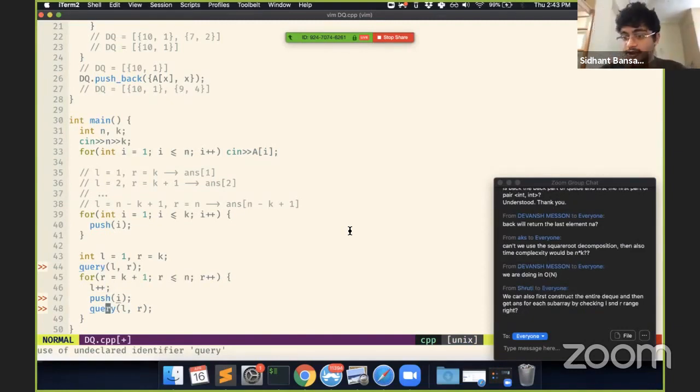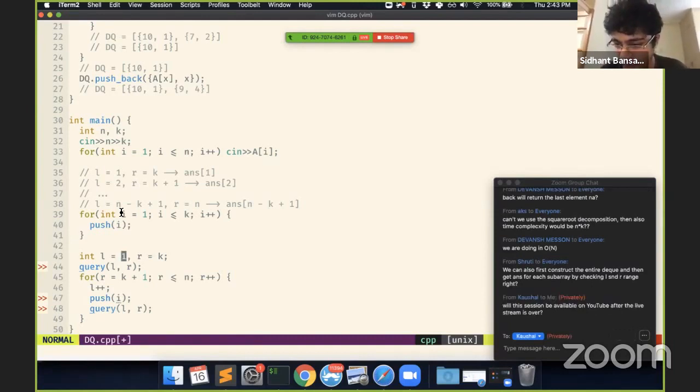Do we also first construct the entire DQ? No, not really. We first inserted only the first k elements inside the DQ. You can see here, we only inserted the first k elements. Then it's like a sliding window algorithm.